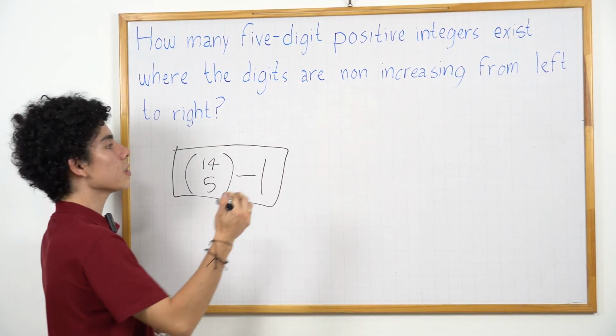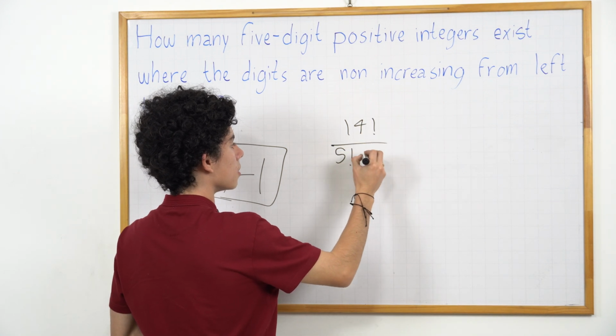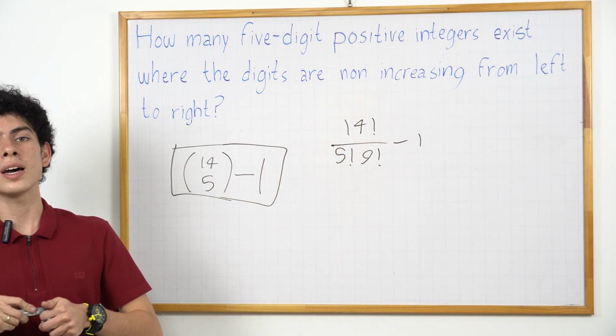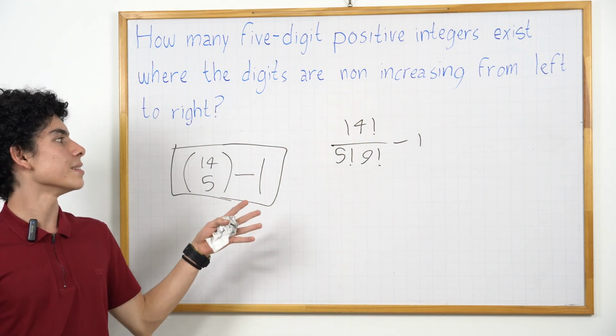We could of course calculate it. This would be 14 factorial over 5 factorial times 9 factorial, minus 1, but I'm gonna leave that as homework. So thank you all for listening to me, and this is it.